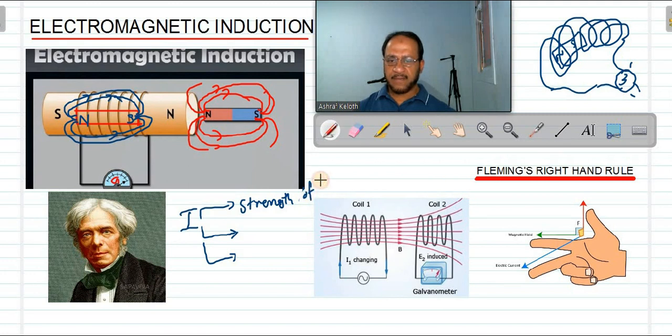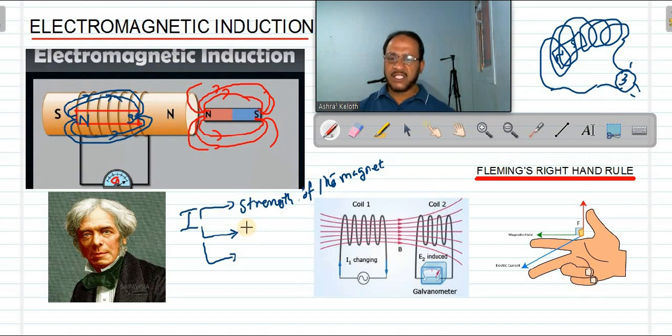Strength of the magnet. Then anyone else, another method? To increase the current I induced in the coil. How can we increase the strength of current? One method is by increasing the strength of the magnet. Then, Sir, if we increase the speed when the magnet moves. Yeah, very good. That's a good idea.